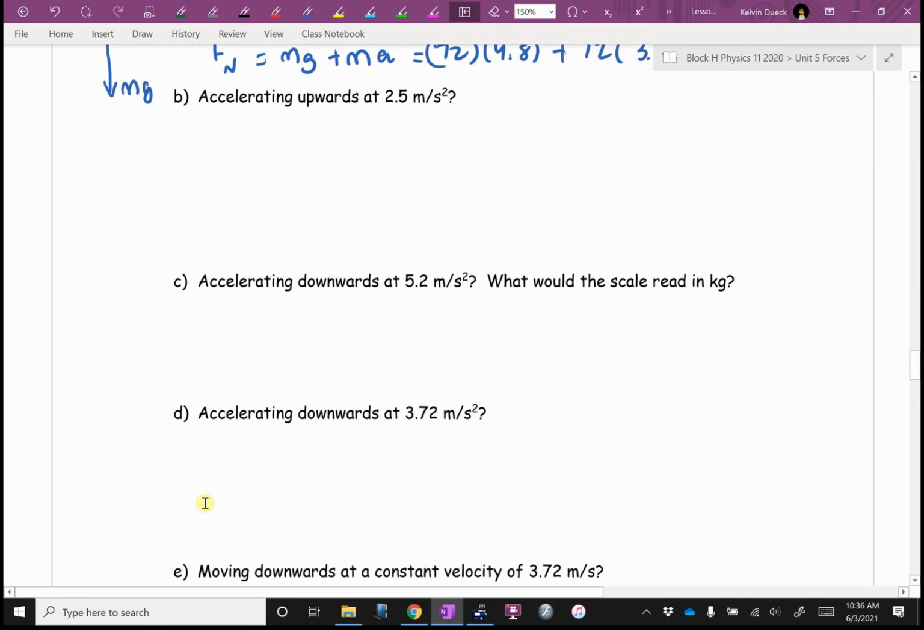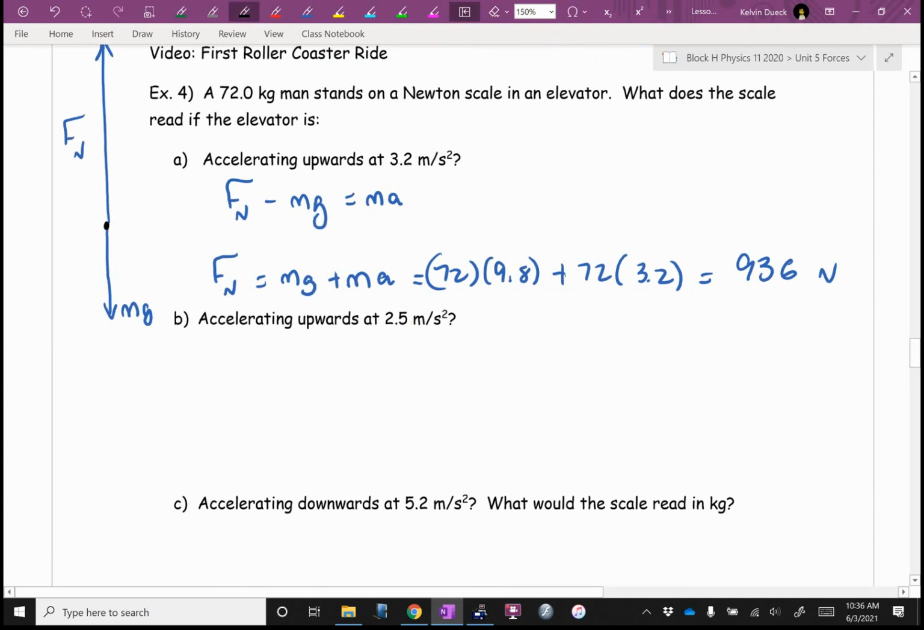Because I got to cut corners a little bit, we're going to go to C, accelerating downwards. So first of all, what's part C asking me to find? Well, what's each question asking me to find, Alex? And when I say what does the scale read, which force am I really asking you to try and find?